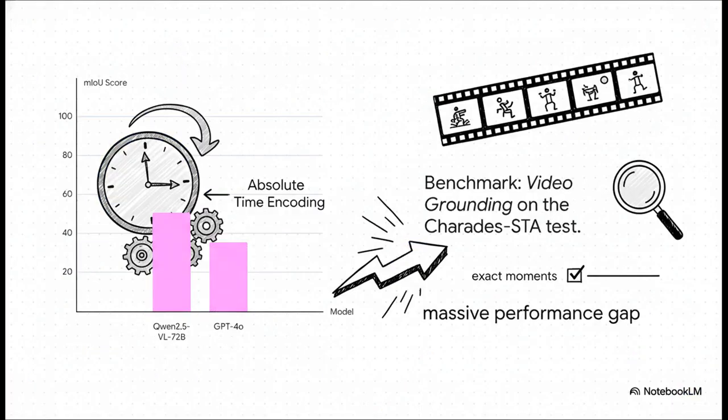Hey, remember that absolute time encoding we talked about? Well, this is where we see it pay off. Big time. On a task called video grounding, which is basically asking the AI to find the exact moment something happens in a video, Qwen scores a 50.9. GPT-4o, it's way back at 35.7. I mean, that is a massive, massive performance gap.